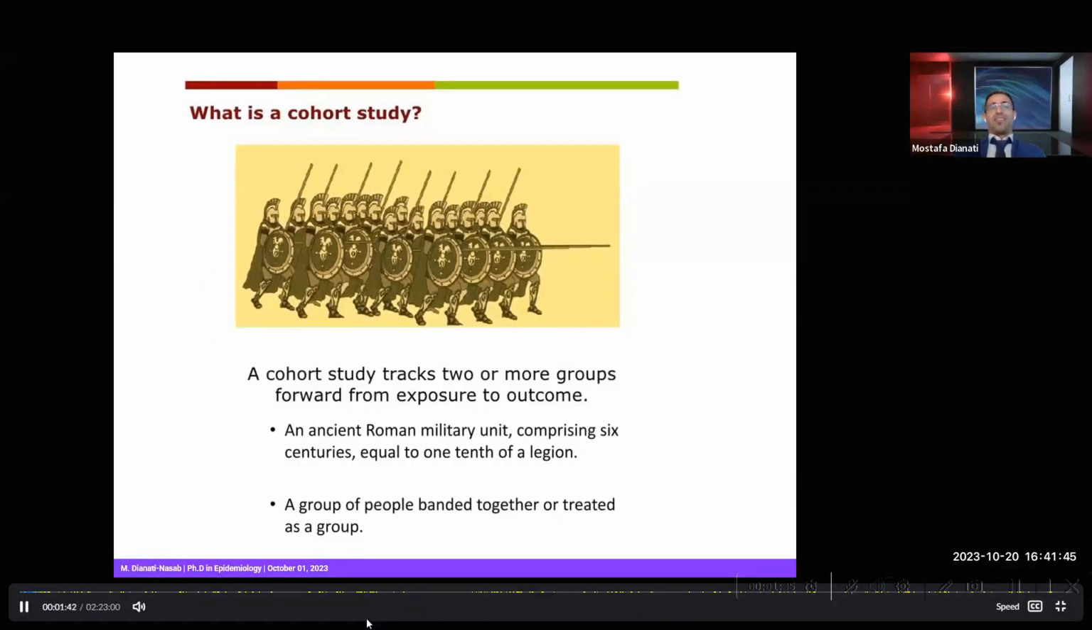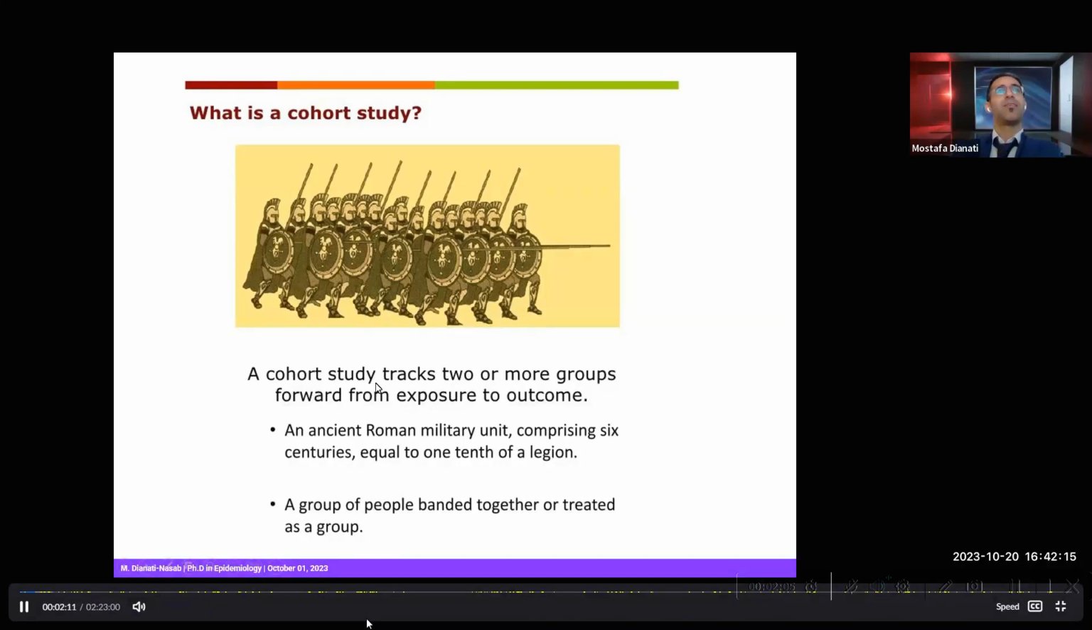Okay, my answer to these two questions is cohort studies. Let's first start with the definition of this type of study, and then I will provide you with more detail about the benefits, advantages and disadvantages of these studies, also how to analyze the data from these kinds of studies, and finally compare cohort studies with case control studies.